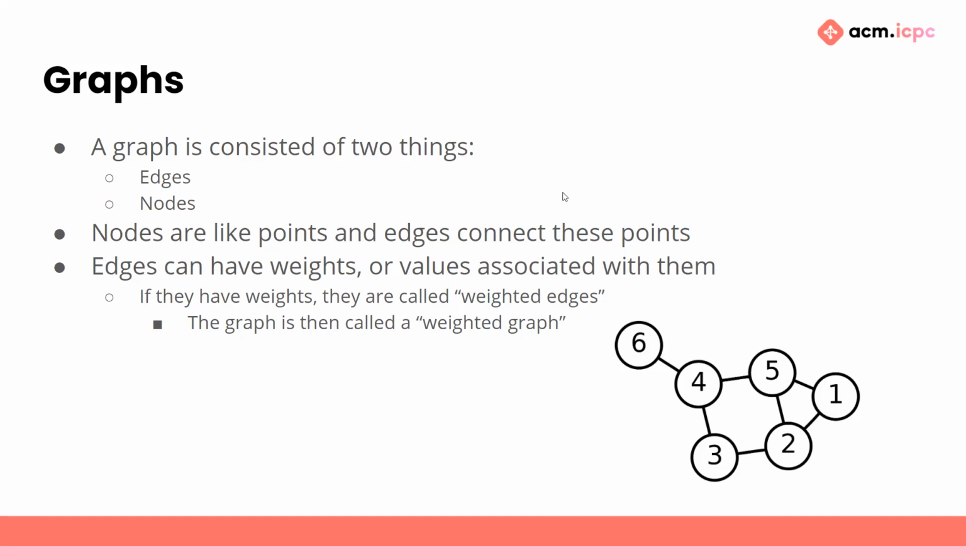As for edges, they can have weights or values associated with them. If they have weights, they're called weighted edges, and a graph with weighted edges is called a weighted graph. You might be wondering, what are weights? A weight can be almost anything. It can be numbers, floats, even infinity, or a word. It really can be almost anything depending on what you're using the graph for. So that's what a graph is.